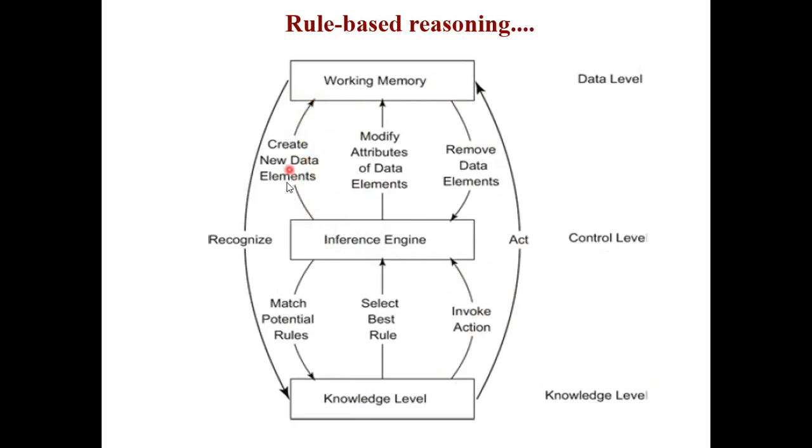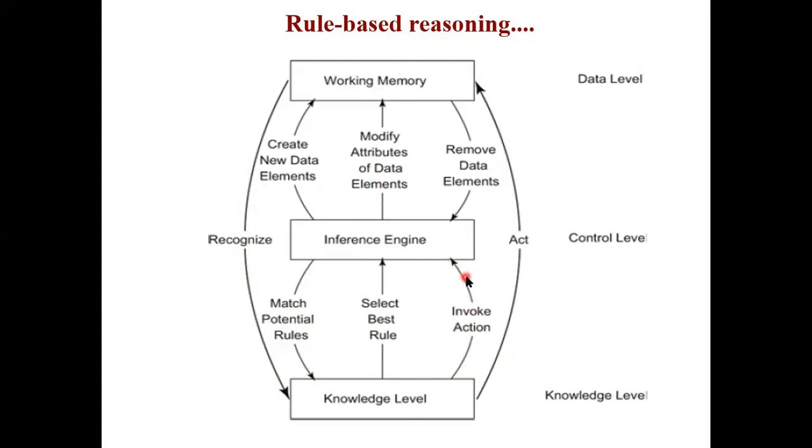Like, from the inference engine to the working memory: create new data elements, modify attributes of the data element, remove the data element. The knowledge level will decide something, and who has to act? Working memory. Then working memory will recognize that particular fault and it will update it in the knowledge level. At the knowledge level, I will match the rules. Suppose all the rules are here. Then I will select the best rule based on my current fault, and then some action will be invoked. Okay, so then the inference engine will work.